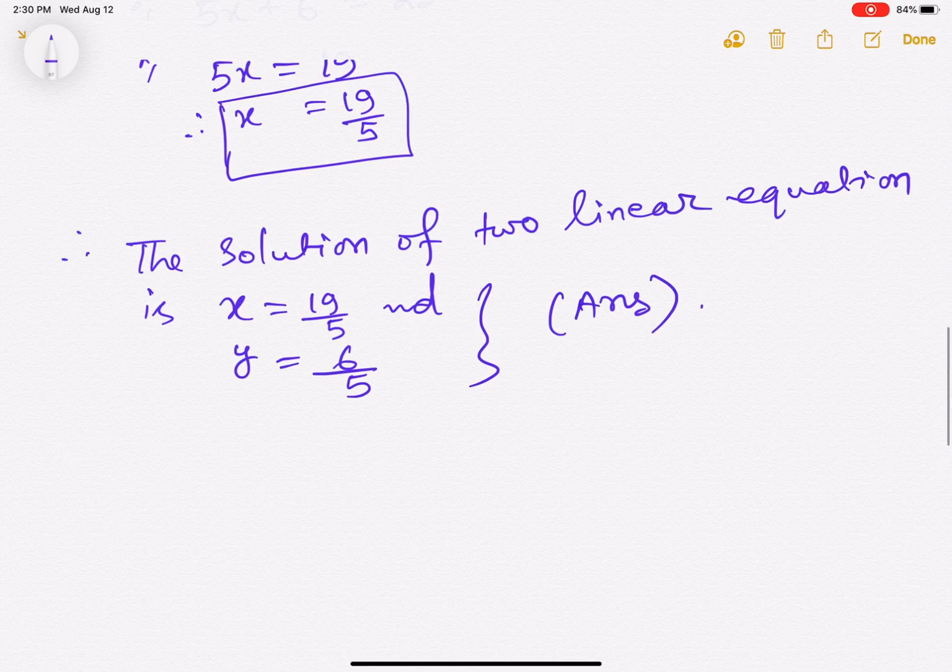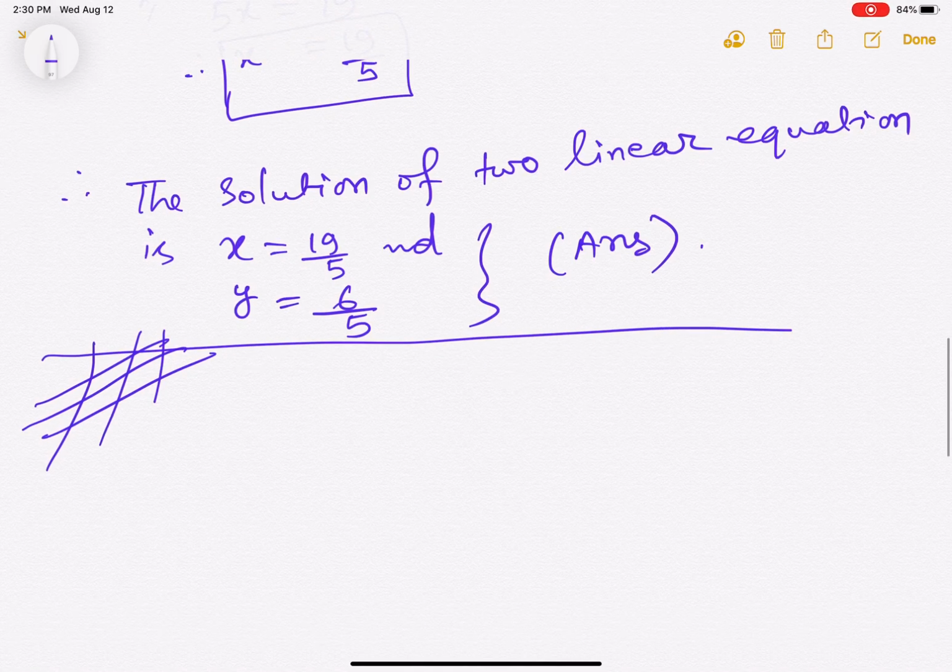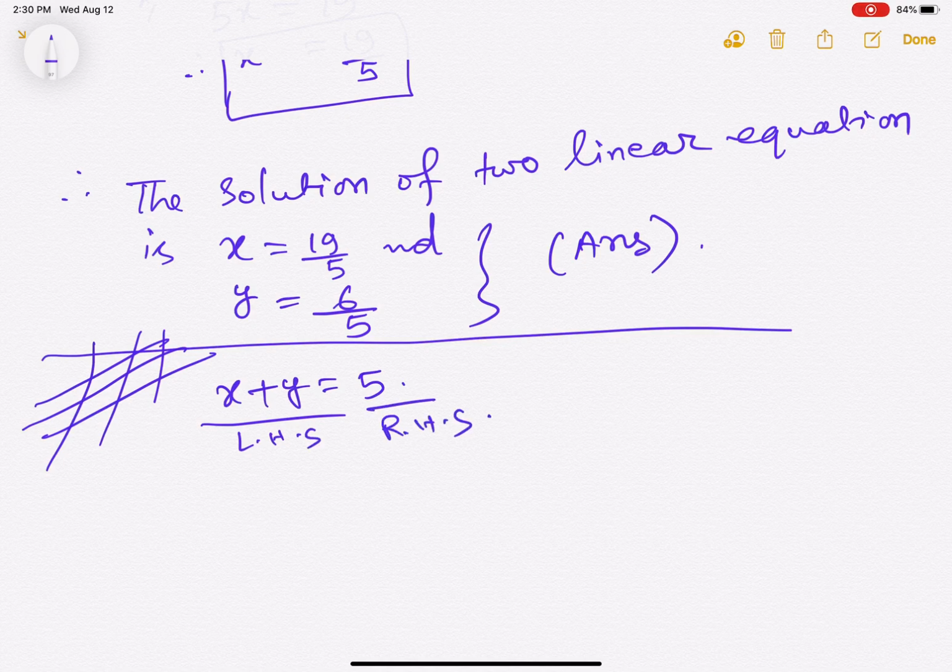So now if you want to check whether your answer is correct or not, I am simply checking here. We substitute these two variable values into any one of the given equations. Now let's start here. I will take equation 1, which is x plus y equals 5. So now this is the LHS part and this is the RHS part. So now if you tally these values, when you substitute the values of x and y in the LHS part, and if the LHS part equals the RHS part, then your answer is correct.